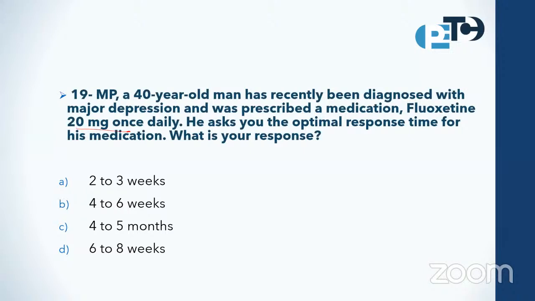This is the normal range. But here we are talking about fluoxetine, which has a very long duration. So its effect takes a long time to start or to give the full effect, which will be about 6 to 8 weeks. So this is the right answer here, 6 to 8 weeks.